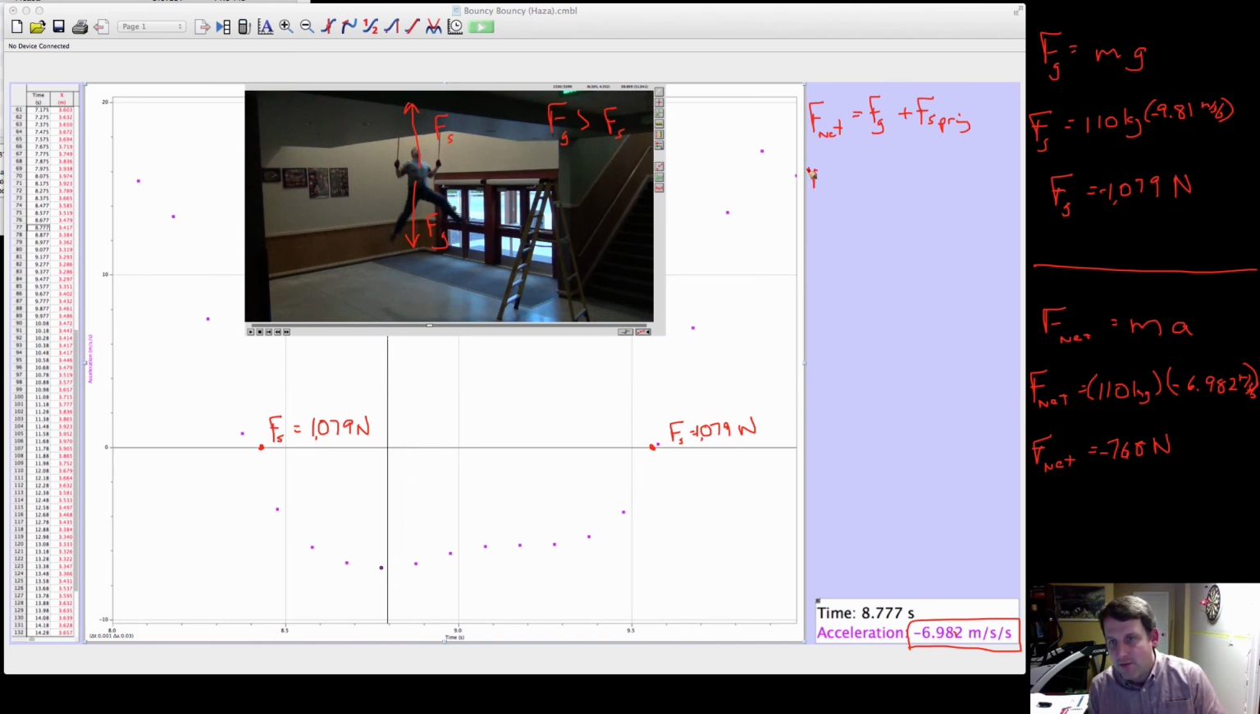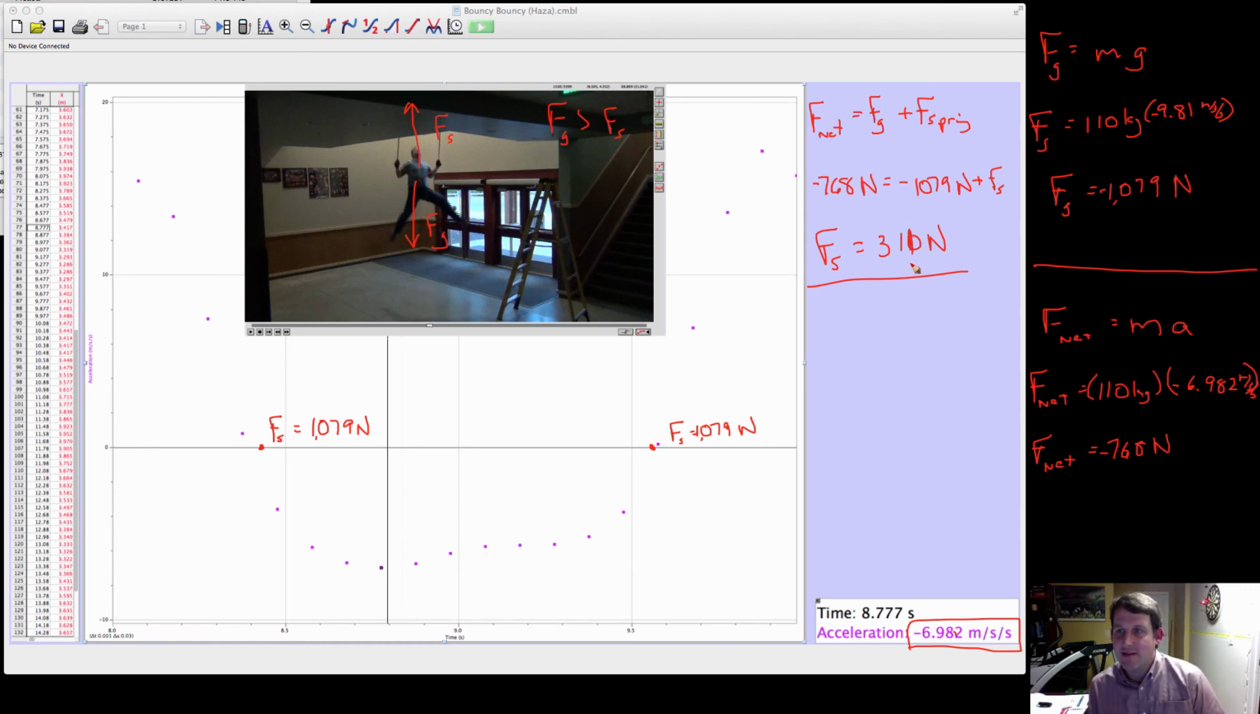To find it numerically, we say here's our net force, and that number, negative 768 newtons, is equal to F sub g, which is negative 1,079 newtons, plus F of the spring. Now all I have to do is solve this. So I just add this to both sides. When I take negative 768 and add to that 1,079, I get that the force of the spring is equal to 310 newtons. It should be right around 311, I apologize.